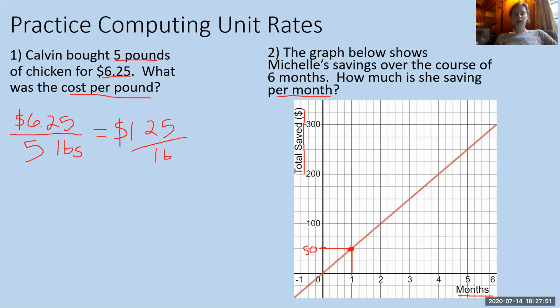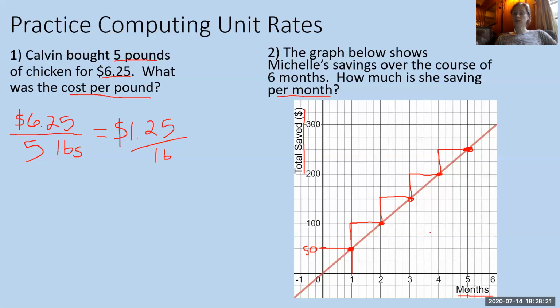Another way we can see that is each month, her savings is going up by $50. So when I go from 1 month to 2 months, her savings goes from 50 to 100. So she's increased by 50. And then same thing again here, we go from 100 to 150, 150 to 200, and so on. So the slope of this line, or the rate of change, is $50 per month. It's that unit rate.